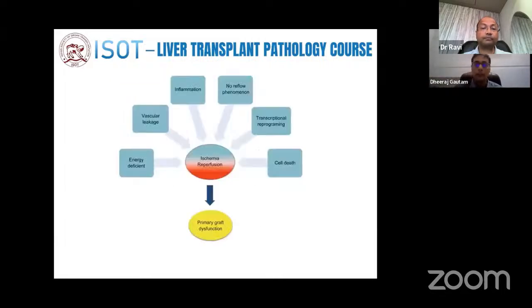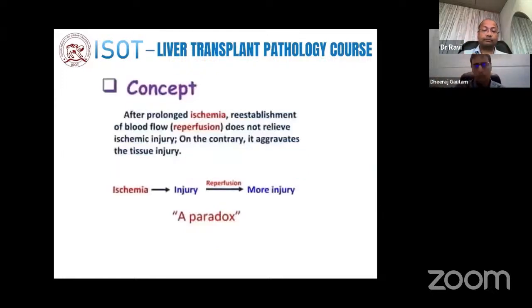However, there is no evidence of rejection. So, the energy deficit, vascular leakage, inflammation, no-reflow phenomena, transcription reprogramming, and cell death. These all lead to ischemia reperfusion injury, which ultimately leads to primary graft dysfunction. So this is primary graft dysfunction. All these entities come under the umbrella of primary graft dysfunction.